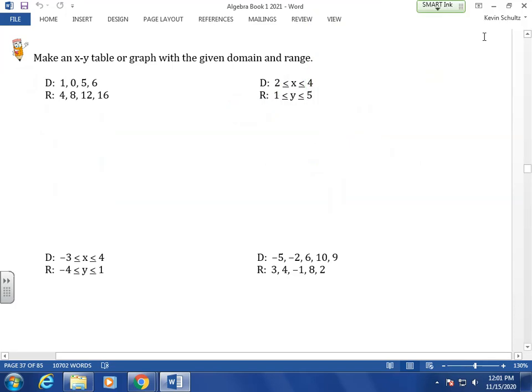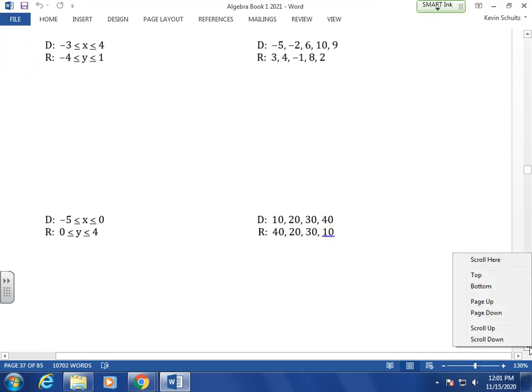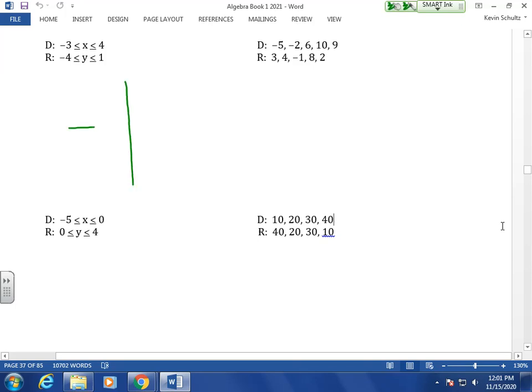Next row, we start with a segment. I'm going to make my coordinate plane. The low end of each of these, -3, -4. So here's -3 on X. Here's about -4 on Y. And I'm going to make my first point there.